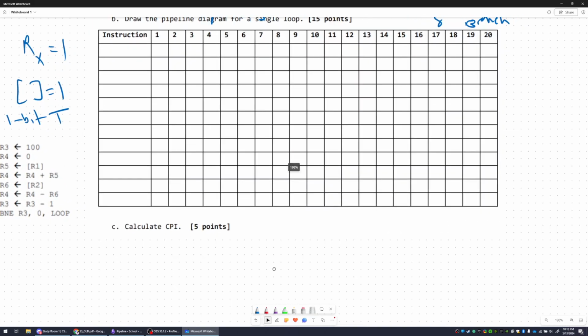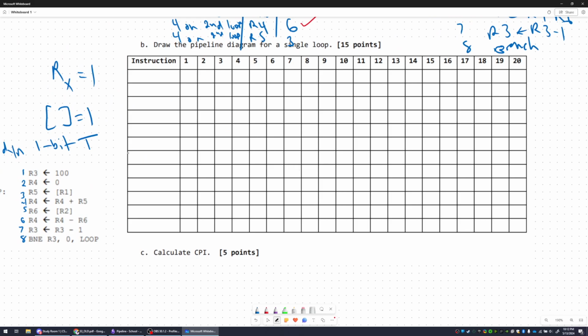okay. So draw the pipeline for a single loop. All right. So 1, 2, 3, 4, 5, 6, 7, 8. Then we don't have to write the rest, I guess, right? So fetch, decode. Oh, this is an R type, R type, load, R type, and branch. Fetch, decode, exec, no op, write back, fetch, decode. Is there any dependency? No. So exec, no op, write back.